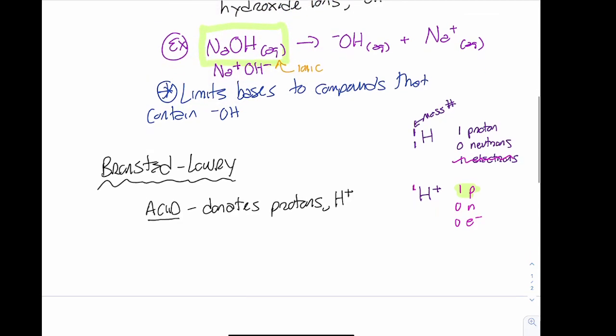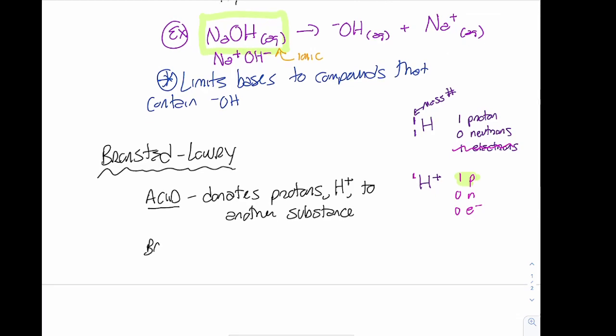Okay, back to this. Sorry, I never finished writing it. Donates protons to another substance. A lot of times we'll just say proton donor, but it is important to note that it's to another substance. Bronsted-Lowry acids and bases are always going to occur in pairs. You can't give a proton to something else if you don't have that something else. And then that something else is going to be my base. My base is going to accept a proton or protons, H plus, from another substance. That other substance being my acid.